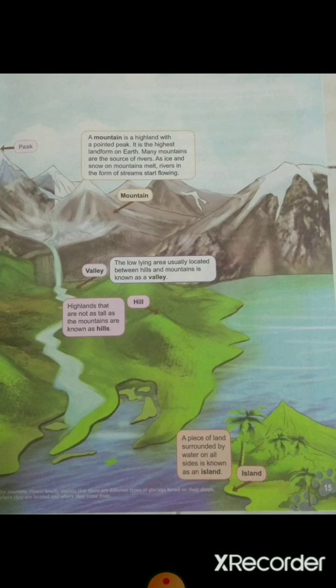A mountain is a high land with a peak. Peak is the top of mountain. It is the highest landform on earth. Many mountains are the source of rivers. Source of rivers means the rivers start flowing from the mountain. So many mountains are the source of rivers. As ice and snow on mountains melt, rivers in the form of streams start flowing.